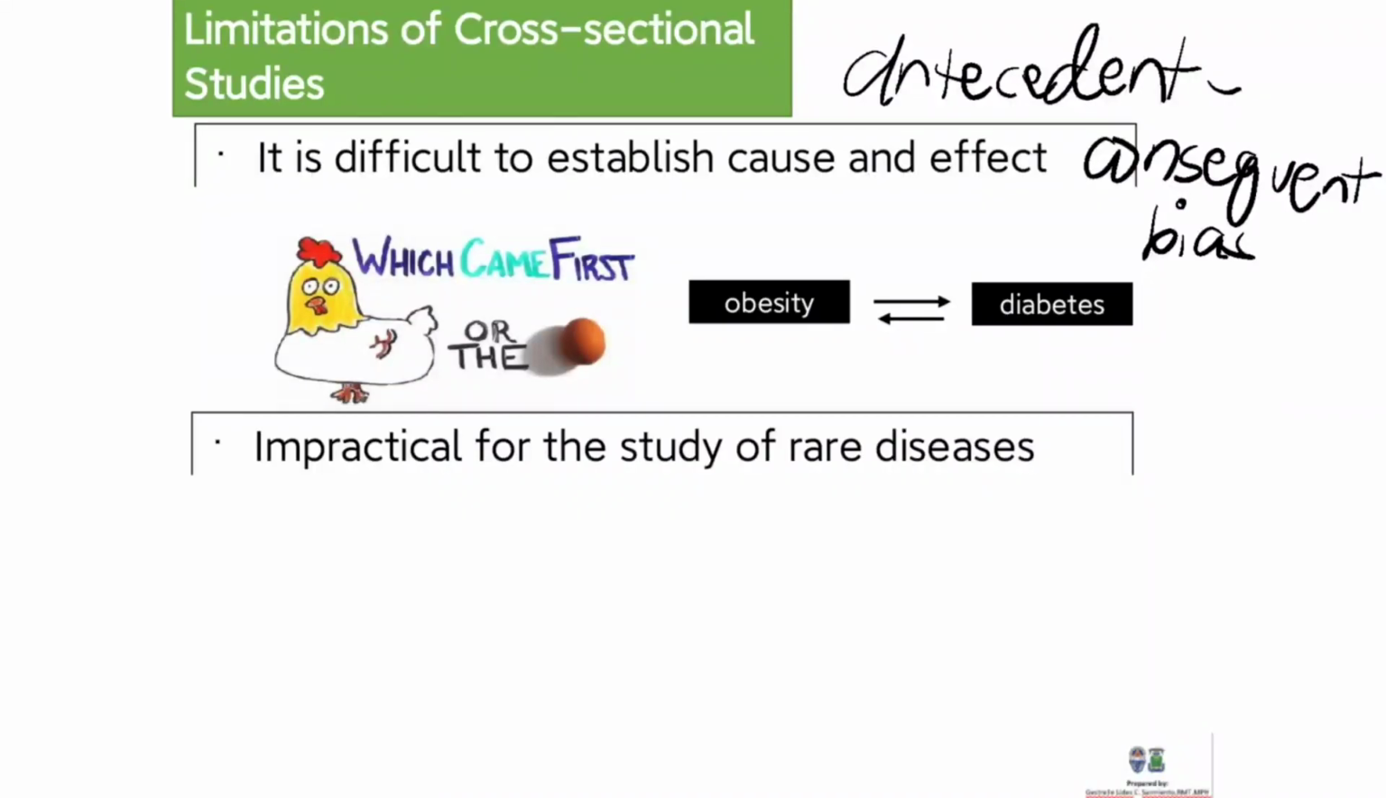Okay? The second one, it is impractical for the study of rare diseases. Okay? Since you are looking at a single point in time, you're just looking at a snapshot of the disease occurrence. May mga cases that are different from that stereotype, from that whole group. Okay? So, there are cases na iba. So, again, you'd go back to another analytical study or descriptive study design para magawa mo itong rare diseases na to. Okay? Which is yung case report, no? Tsaka yung case series.